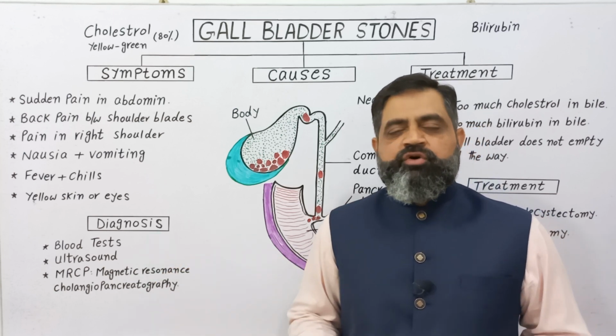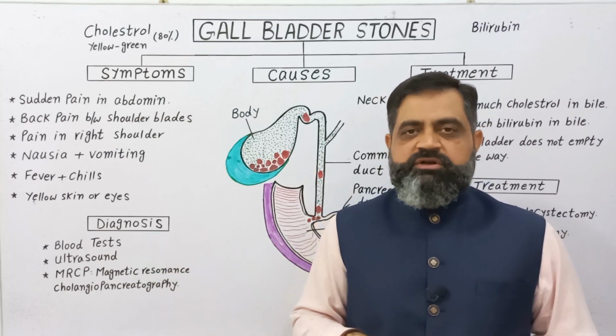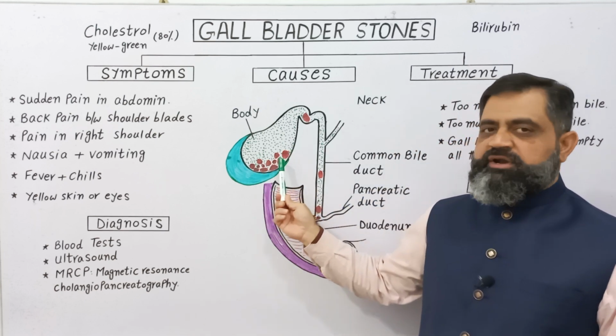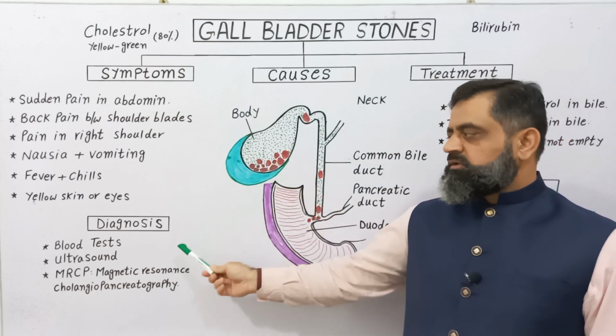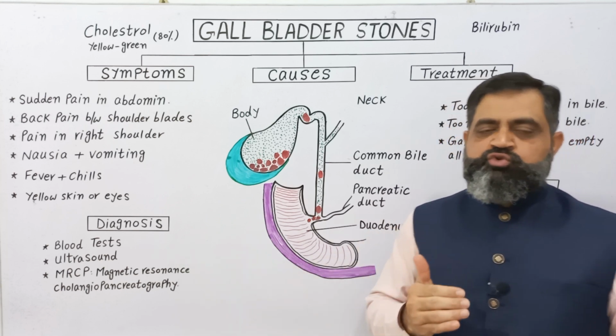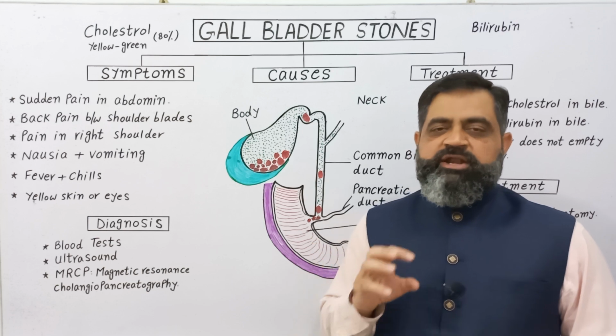Secondly, the doctor performs an ultrasound of the abdomen to diagnose the stones. If there are stones in the gallbladder, we can see these stones in the ultrasound. But sometimes doctors go one step further and do an MRI.